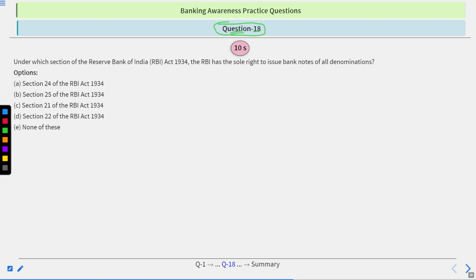Question number 18. Under which section of the Reserve Bank of India Act 1934, the RBI has the sole right to issue banknotes of all denominations? Section 24 of the RBI Act 1934, Section 25 of the RBI Act 1934, Section 21 of the RBI Act 1934, Section 22 of the RBI Act 1934, and none of these. Answer this, you have 10 seconds, time starts now.